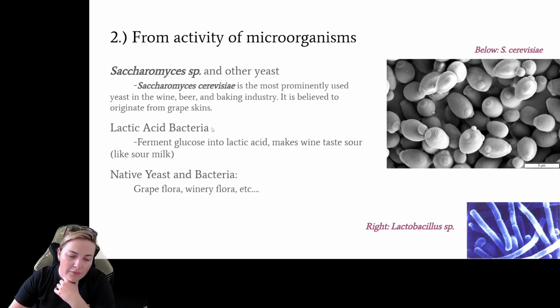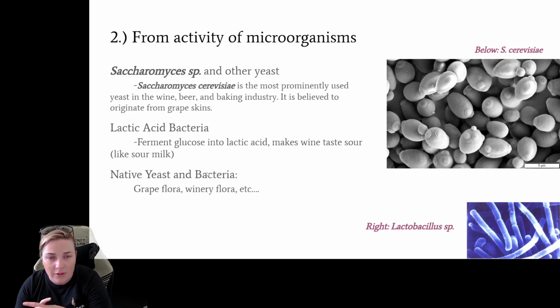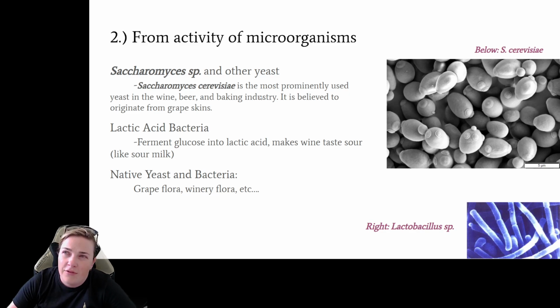Other types of microorganisms that we use are lactic acid bacteria. This is something that can ferment glucose into lactic acid, which can make wine taste sour. And then we also have native yeast and bacteria. The native flora that exists in your winery or in your vineyard is going to be present on anything that you touch and anything that you harvest, right? If you choose to ferment with that, you can. That is an option to do a native ferment. But that's a whole other conversation in winemaking, so I'll skip that for now.